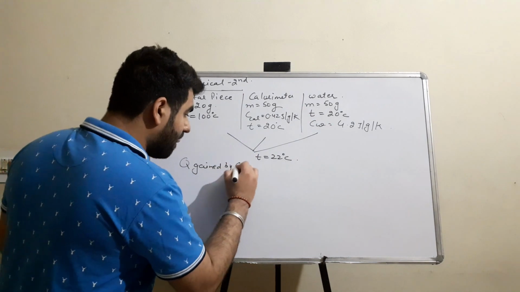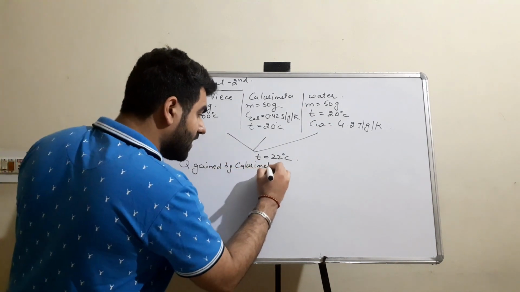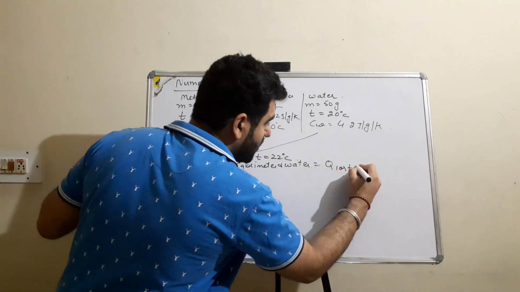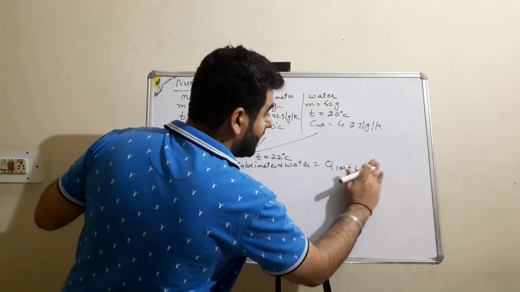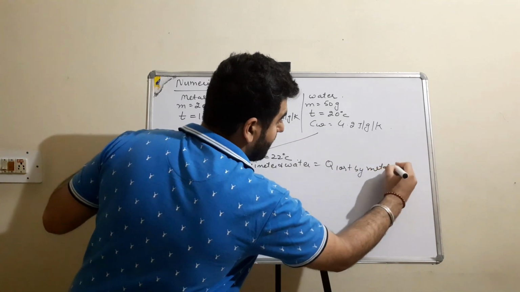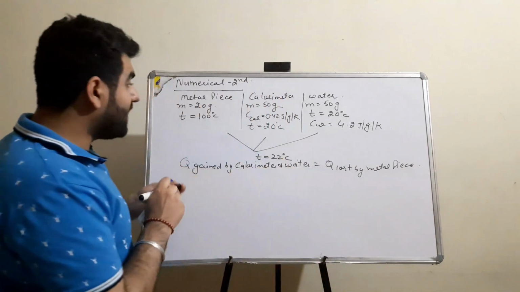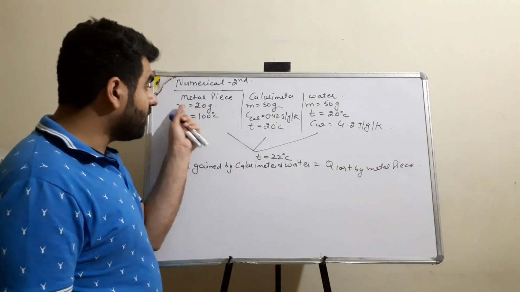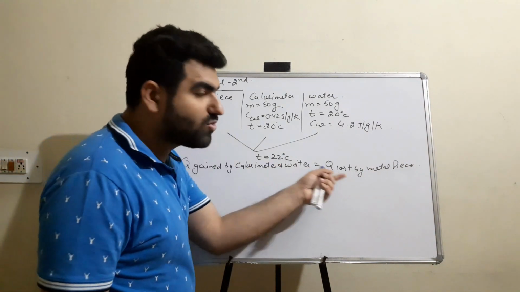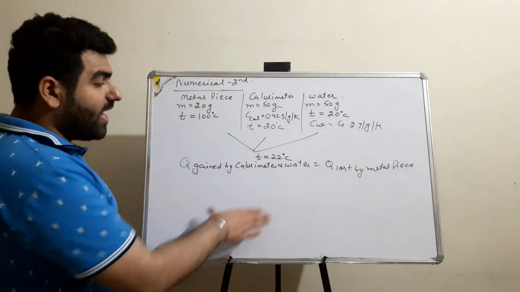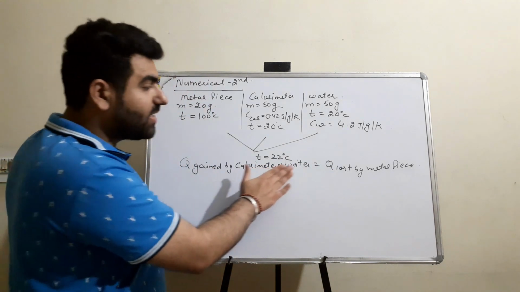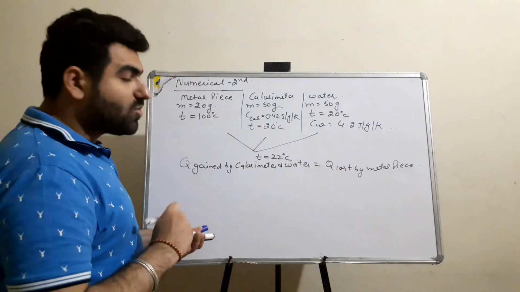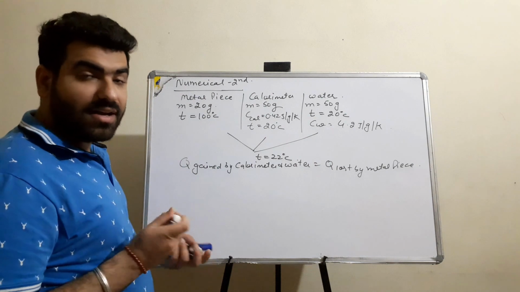Heat gained by calorimeter and water will be equal to heat lost by the metal piece. Now the metal piece is obviously at the higher temperature, so going from 100 to 22, it has to lower its temperature, it has to lose some heat. So heat will be gained by two things, one is the calorimeter, the other is water. Heat is lost by the metallic piece. Alright, so we'll apply the formula and we'll get our answer.